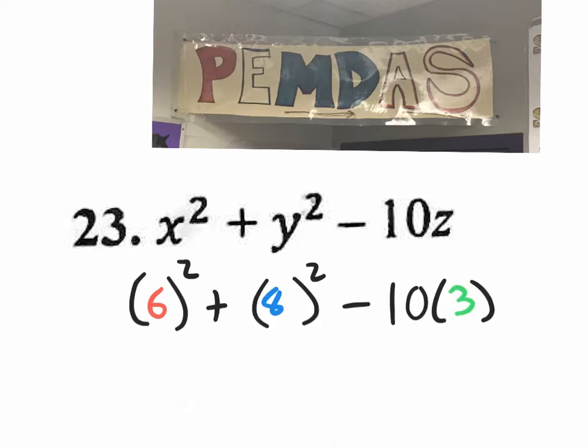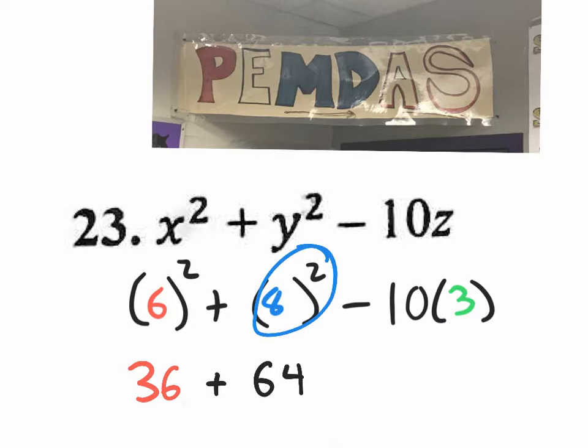So when we do the math, yes, we have parentheses, but there's nothing to do inside of the parentheses, Jocelyn. After parentheses, we have exponents right here. And yes, we do have exponents. We have a 6 squared and an 8 squared. Let's do 6 squared. What is 6 times 6? 36. And what is 8 times 8? 64.